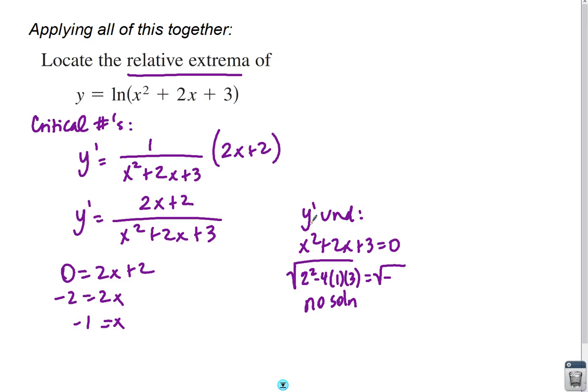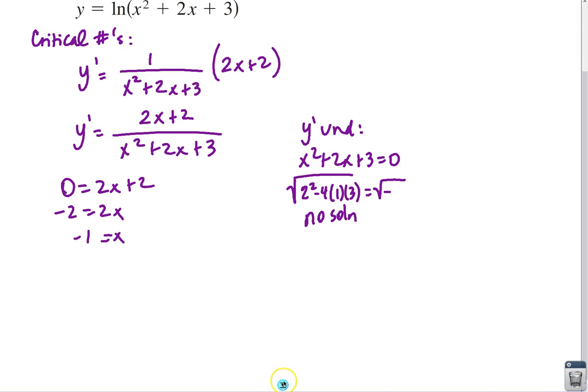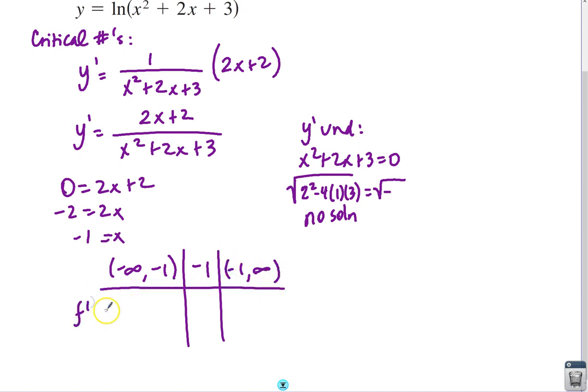And I'm just trying to find the relative extrema. So let's just plug this into our chart here for the first derivative test. So I'm going to go from negative infinity to negative 1, and negative 1 to infinity. At negative 1, I know that my derivative is equal to 0. So then I'll plug in f prime of negative 2, and over here I'll plug in f prime of 0. Anytime I can plug in a 0, we can, because it just makes life so much easier. Because if I have 0, I have positive 2 up top and then positive 3, so that's going to be a positive.